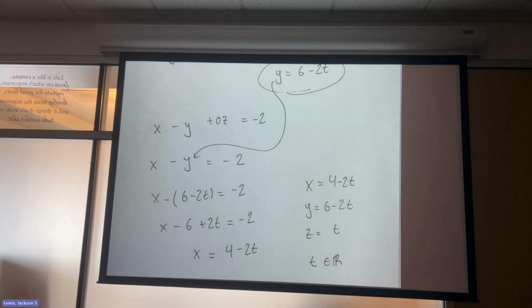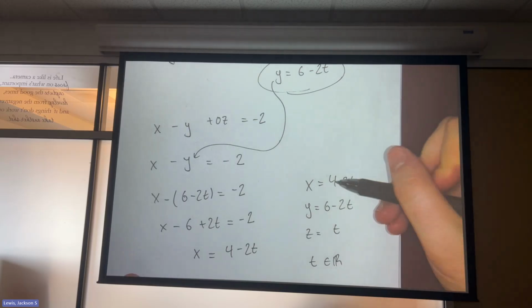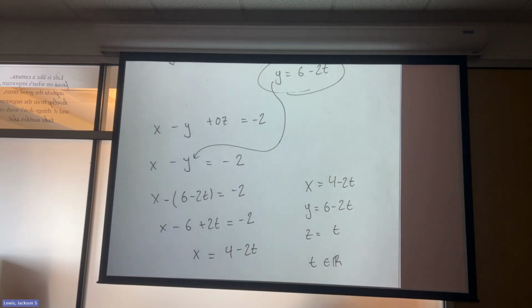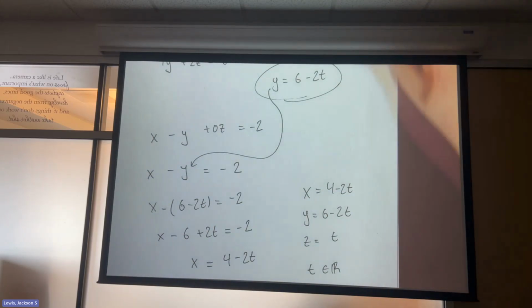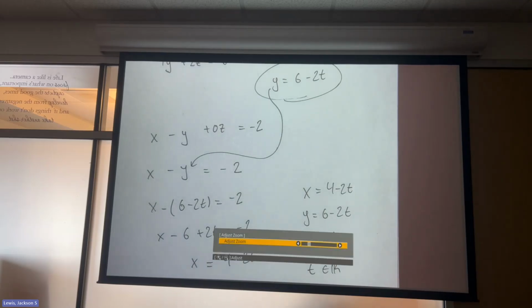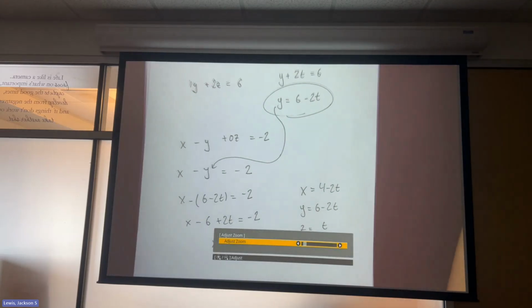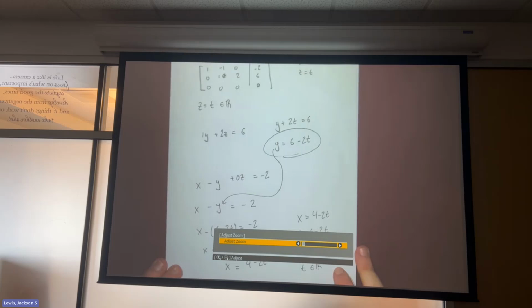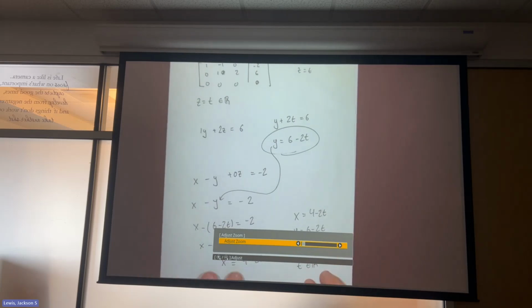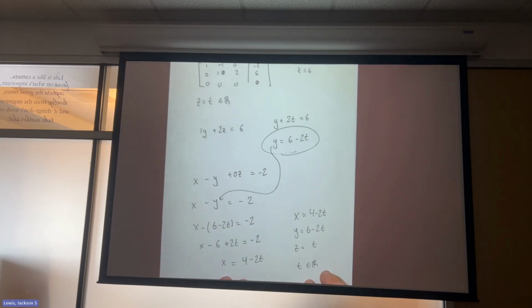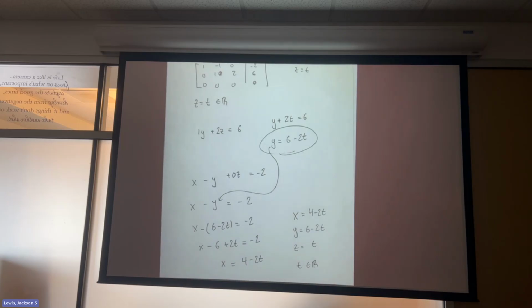So for example, if I let t be 0, then I'd have 4, 6, 0 as a solution to the system of equations. Let me zoom this out. Any questions about this? Because this is about to be used a decent bit in the next couple of problems. All right.